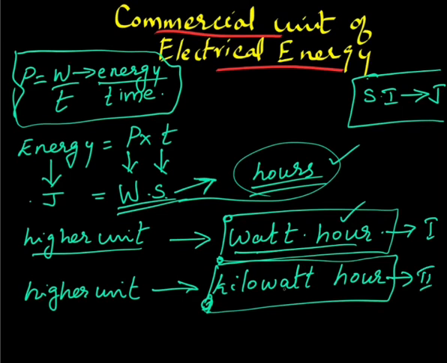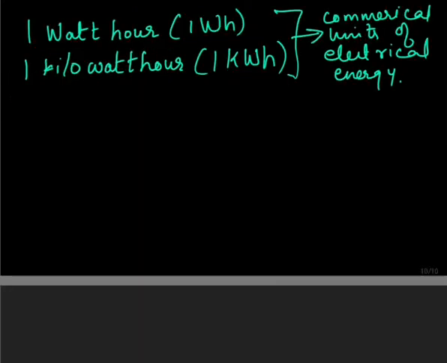First one is watt hour and the second one is kilowatt hour. Now let us define this kilowatt hour and watt hour, and we will go to the details. What is 1 kilowatt hour or what is 1 watt hour in detail. So 1 watt hour can be abbreviated as 1 Wh. Then 1 kilowatt hour can be abbreviated as 1 kWh, where k represents kilo, W watt, H is hour. Now these two are the commercial units of electrical energy.